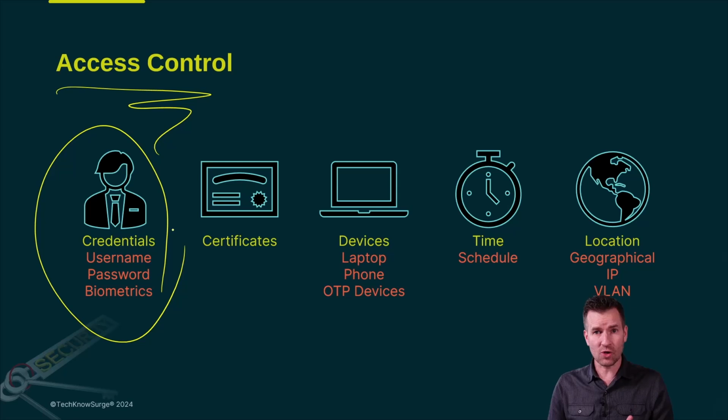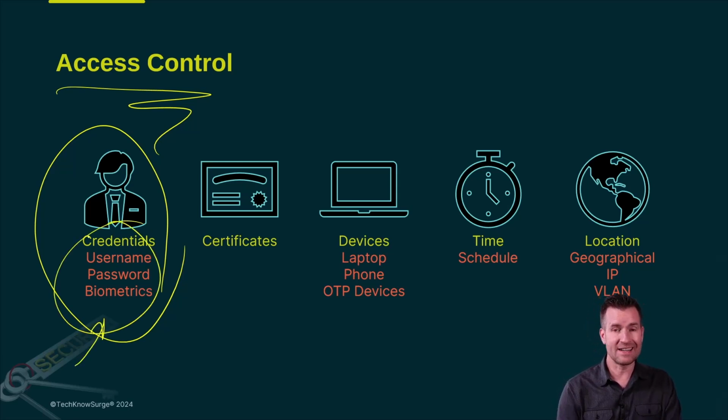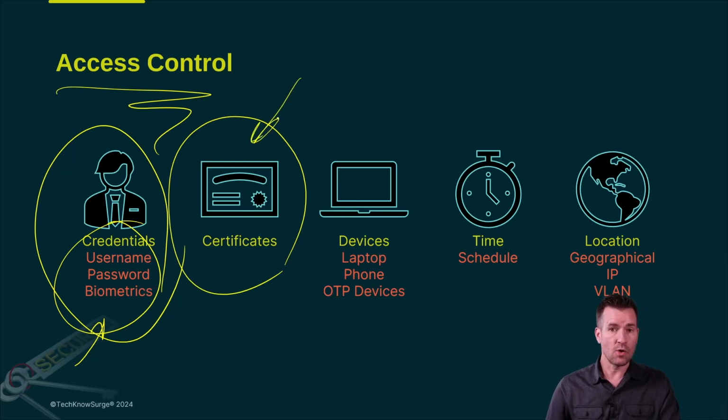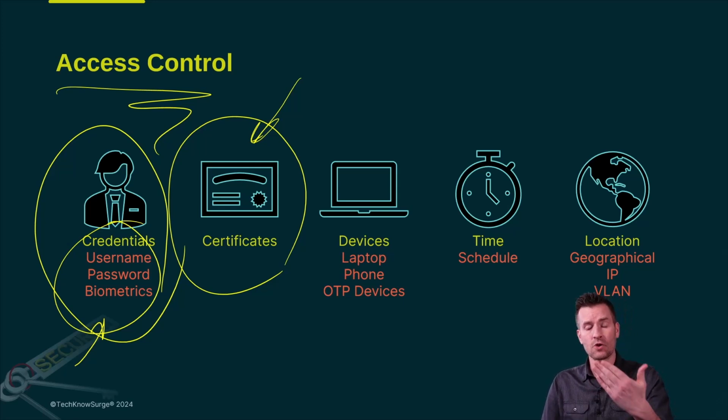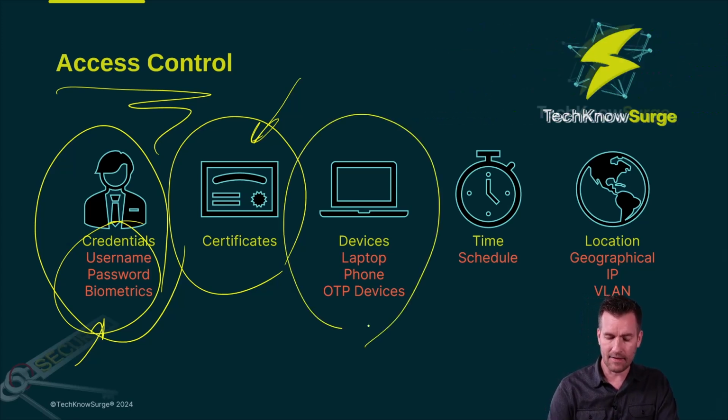This is a user who has a username, a password, maybe some sort of two-factor authentication or biometrics, where they gain access through their credentials, and then they have access to the asset, or in this case, to the data. Or maybe it's certificate-based. I have used certificate-based access for things like networks. There is a certificate that you must have in order to access certain resources.